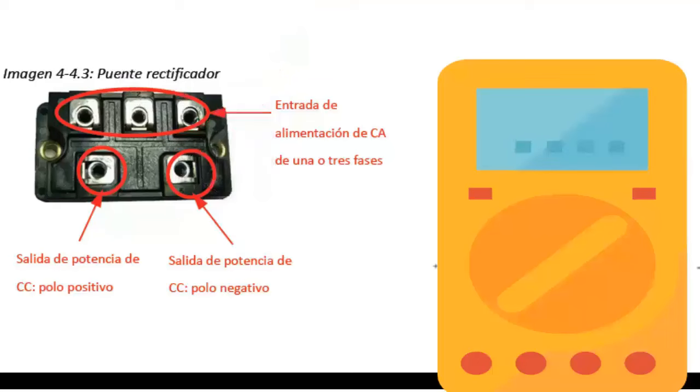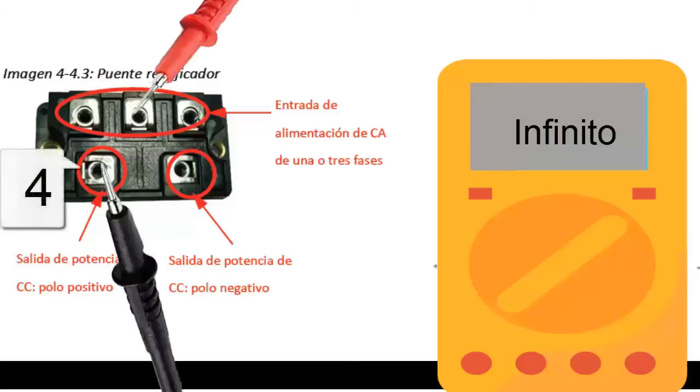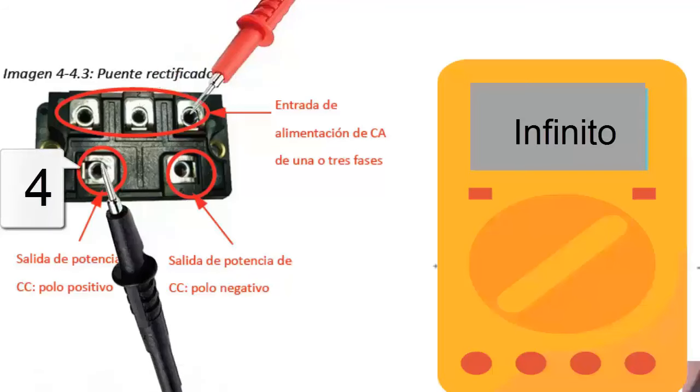Reverse the probes and repeat the process. The voltage between terminal 4, positive DC output, and terminals 1, 2, and 3 should be infinite. A value of 0 indicates a failure in the rectifier bridge.